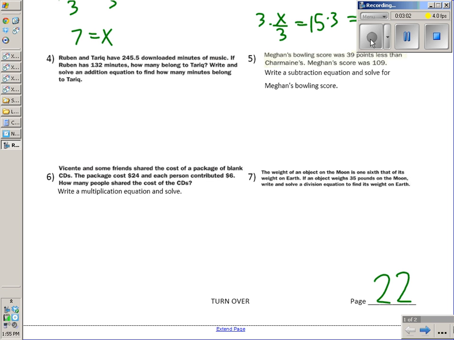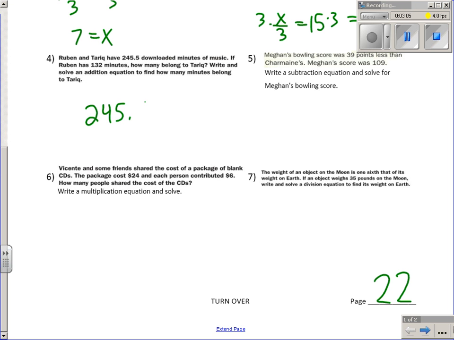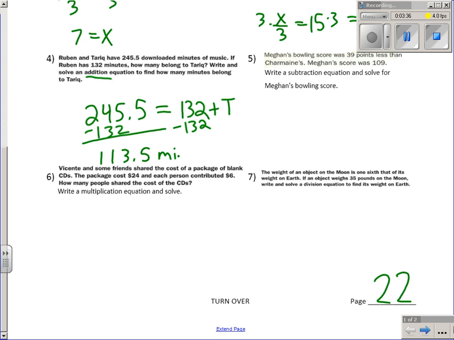So total, we know that they have 245.5. And it says write and solve an addition equation. So our total minutes at 245.5 is equal to the number of minutes that Ruben has, which is 132, plus the number of minutes that Tariq has that we don't know yet. So that would be our equation, and we need to isolate the variable, so we're going to subtract 132 from each side, and we're left with 113.5 minutes belong to Tariq.